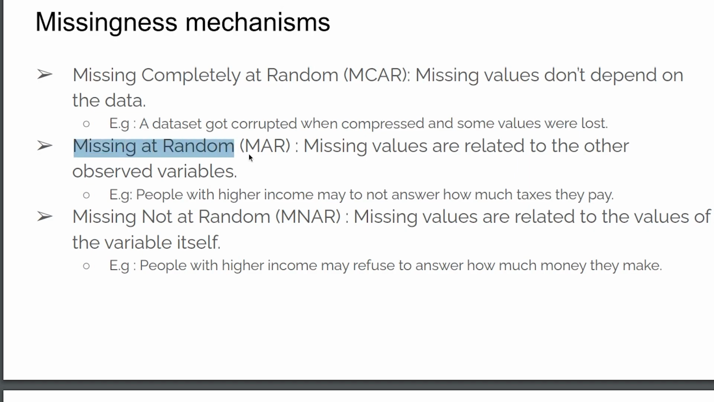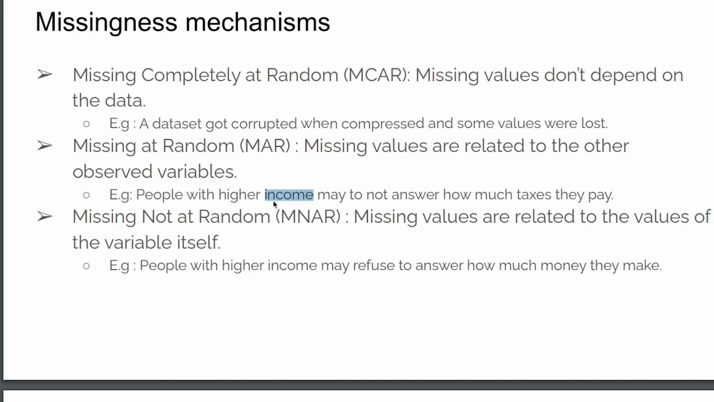Then you have missing at random. Missing values are related to the other observed variables. What does this mean? For example, let's say that you have two features, income and taxes. What the missing at random assumption makes is that people with higher income may not have answered how much taxes they pay. So when you go to higher income values, you may find a lot more missing values on the taxes feature. So this is missing at random. Missing values are related to another observed variable.